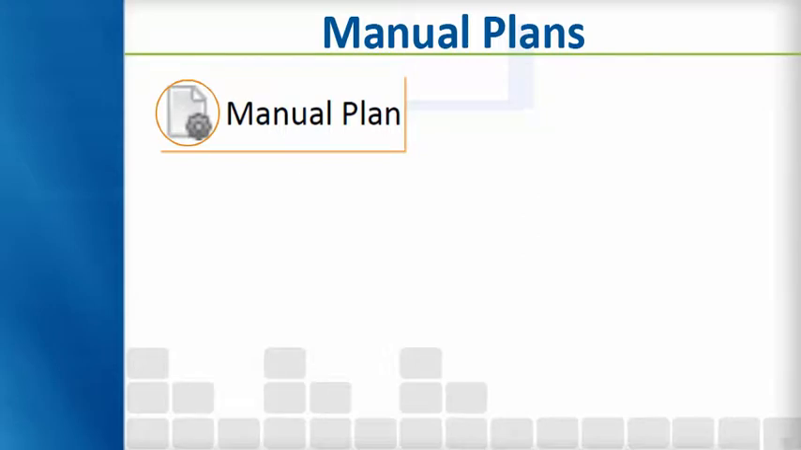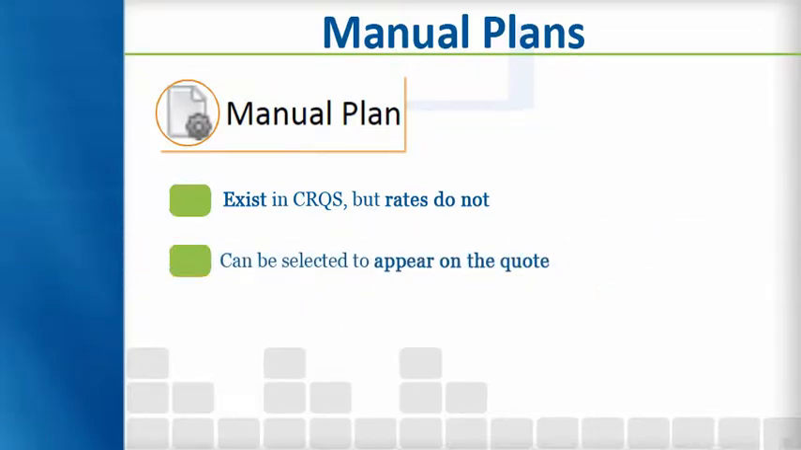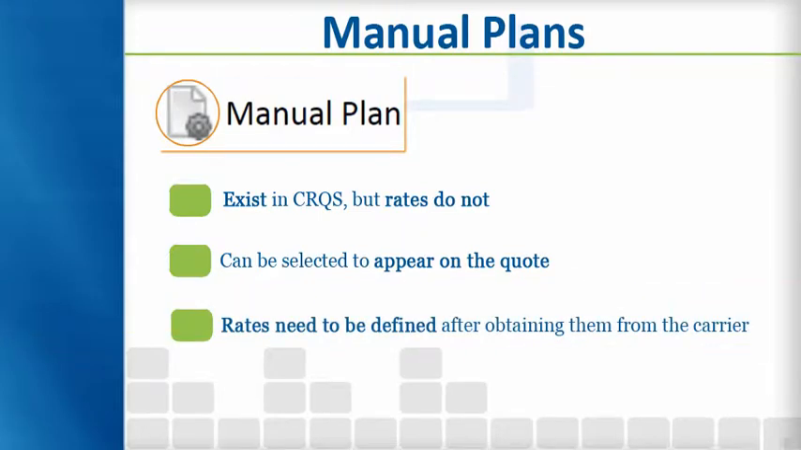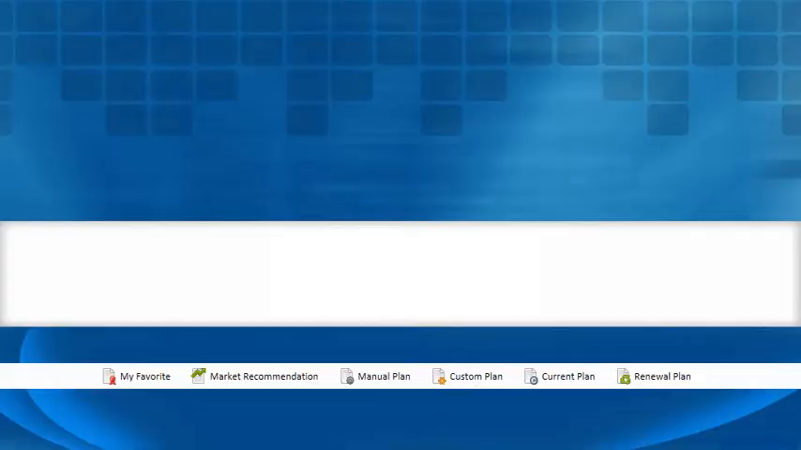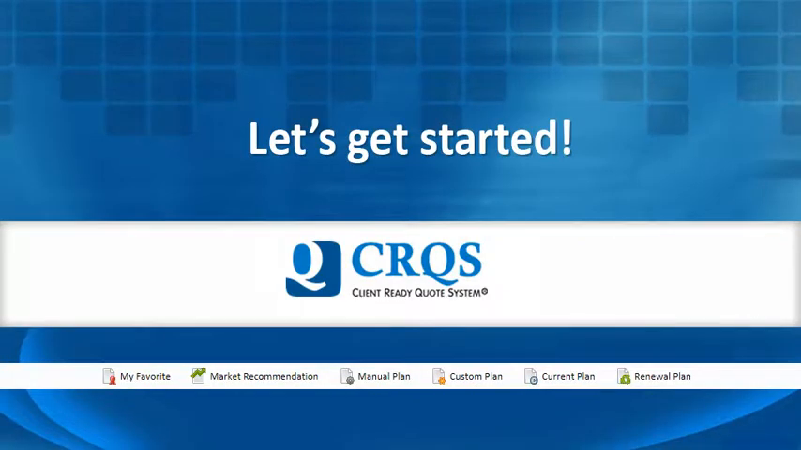Another advanced plan type that we will define is manual plans. Manual plans are plans that exist in CRQS, but the rates do not. You can select a manual plan to view the advanced plan types that you may use in CRQS. Let's walk through the system and demonstrate how easy it is.